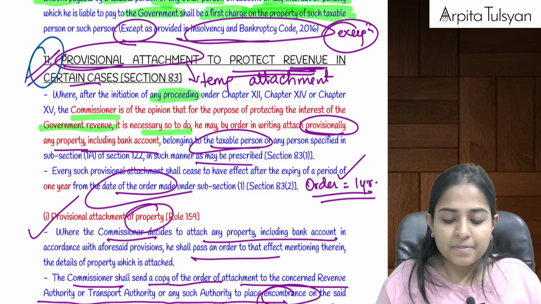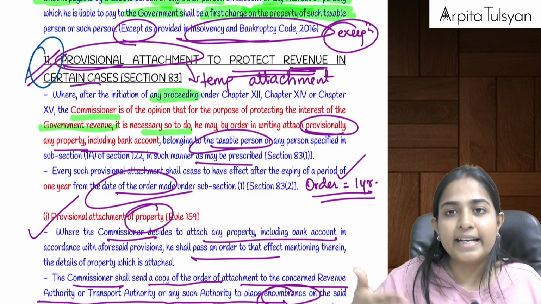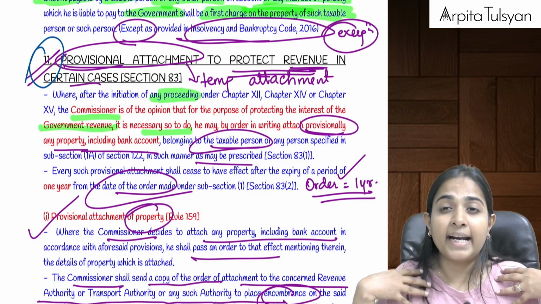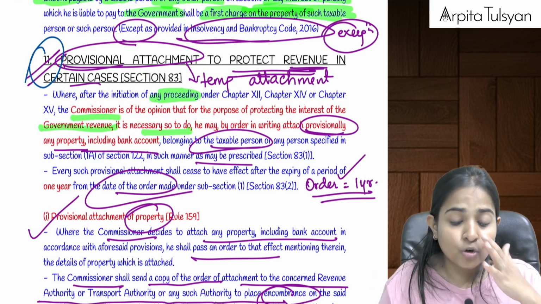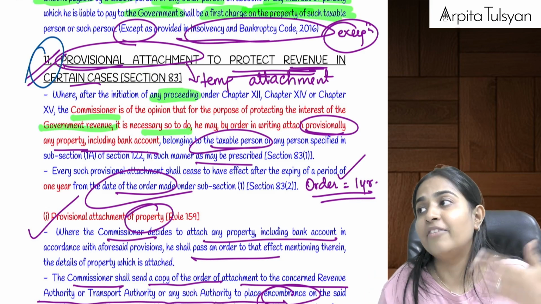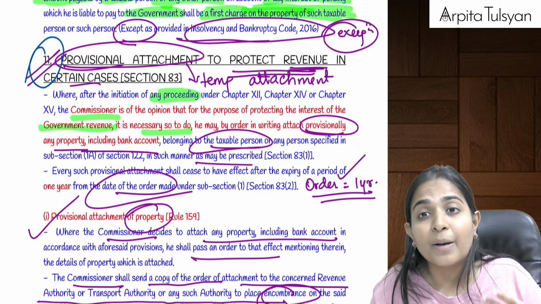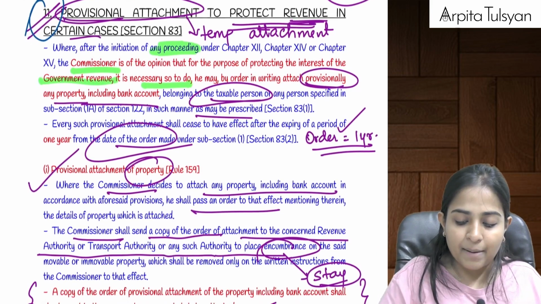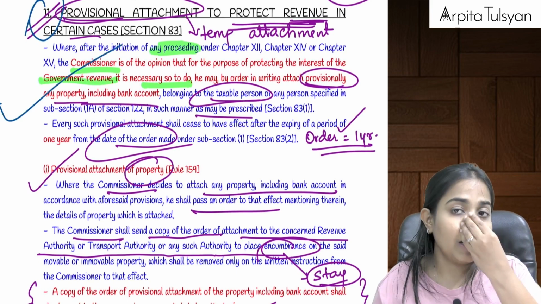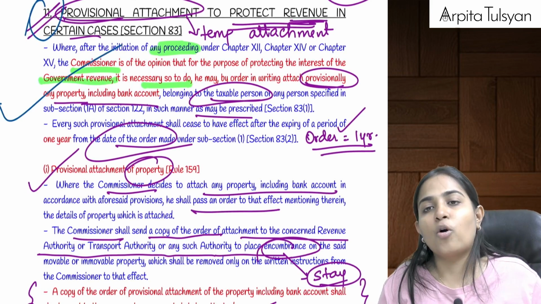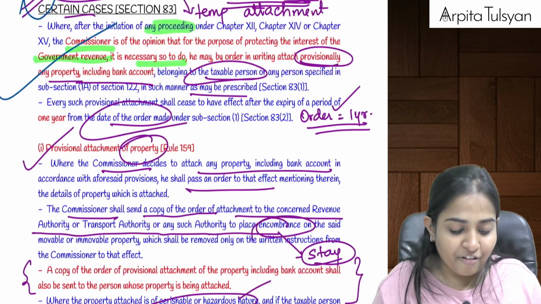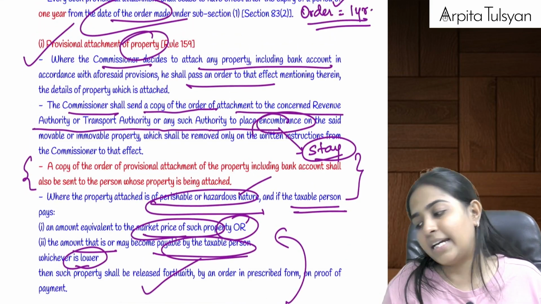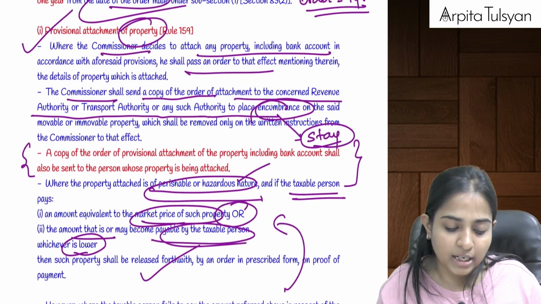Now sometimes it can so happen that whenever any proceedings are going on, the commissioner is of the opinion that to protect the interest of the department, we should do provisional attachment of the property, or provisional attachment of the bank account, we should freeze the bank account of such persons. Then the order can be passed by that commissioner, and this provisional attachment order will be valid for a period of 1 year. After that, the property is free. If no action is taken, then after 1 year, the property becomes totally free.